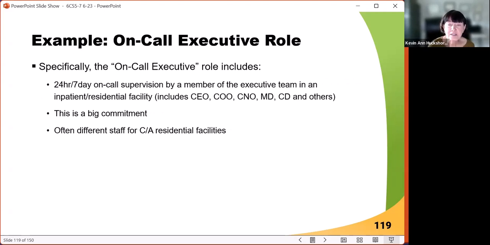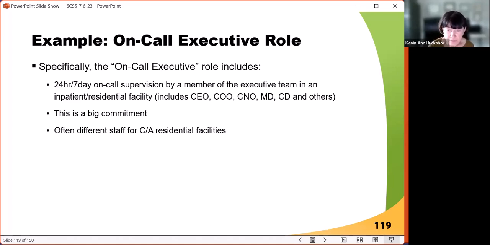So in the concept of witnessing, the new on-call executive role is described like this. That person for seclusion and restraint events is on call 24/7. That means that member of the executive team gets called whenever a seclusion and restraint event happens, whether it's daytime, nighttime, evening, holiday, weekend, whatever. Now they're at home, they're not in the hospital. We recognize that's a big commitment.